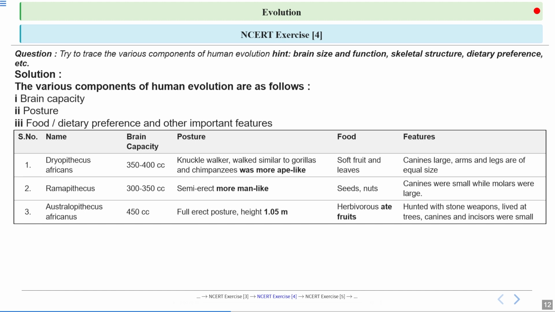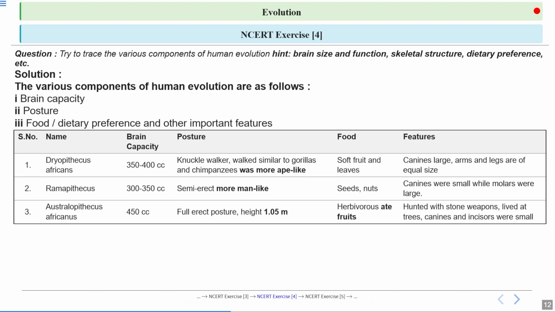So first one, the Dryopithecus africanus. The brain capacity was around 350 to 400 cc, or cubic centimeters. How was their posture? They were knuckle walkers. They walked on their knuckles, similar to gorillas. Like gorillas and chimpanzees, they are knuckle walkers. And they were more ape-like. So you can see they are even walking like apes.